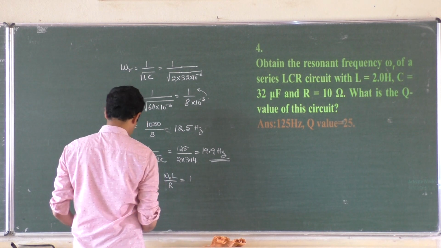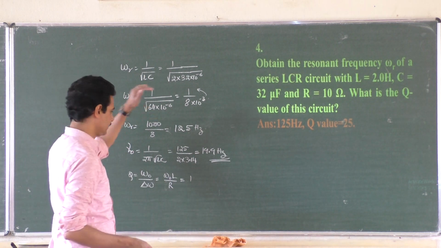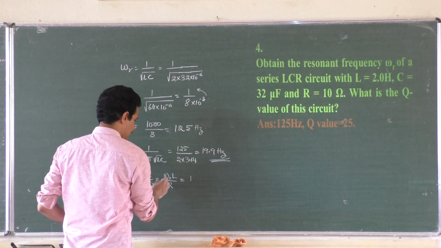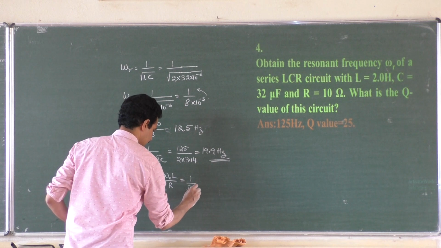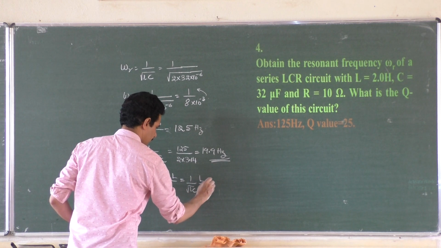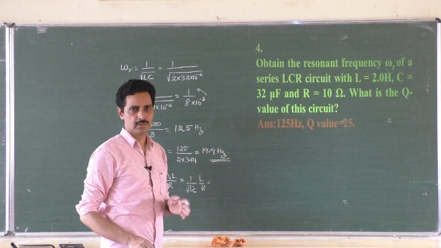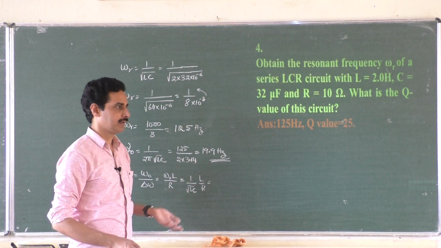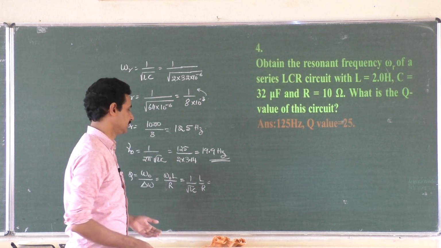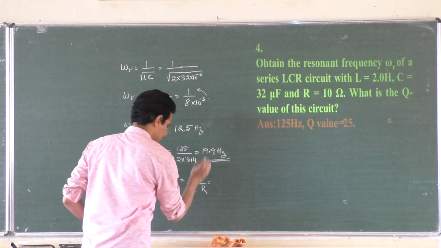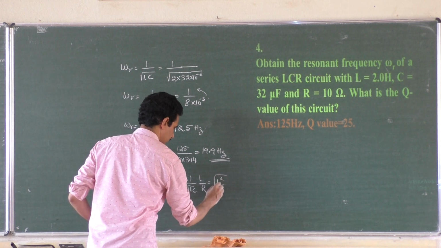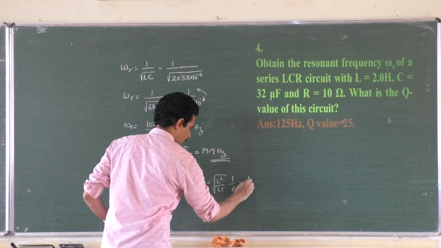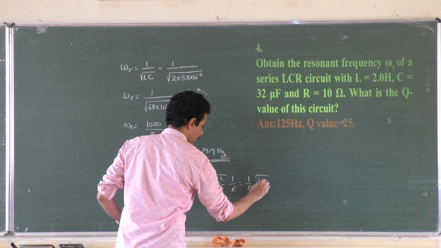I will do it once again, though I did it in the previous problem. Just keep on doing it like this. So what is omega naught? 1 by root LC, L by R. Simply biting the formula is not good. You will have to write it and write it, and then you have to learn it. Then it will be a permanent print in your brain. So that is equal to root of L square by LC, 1 by R. So 1 by R into root of L by C.